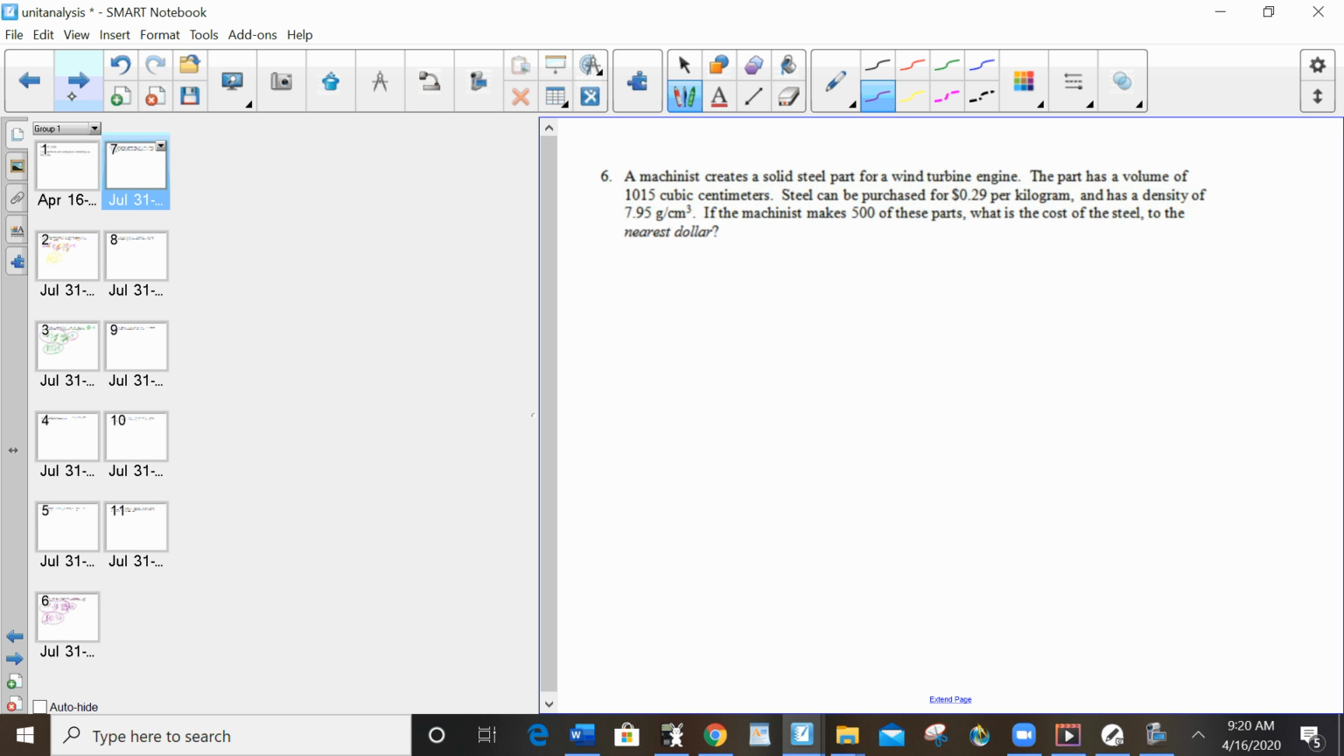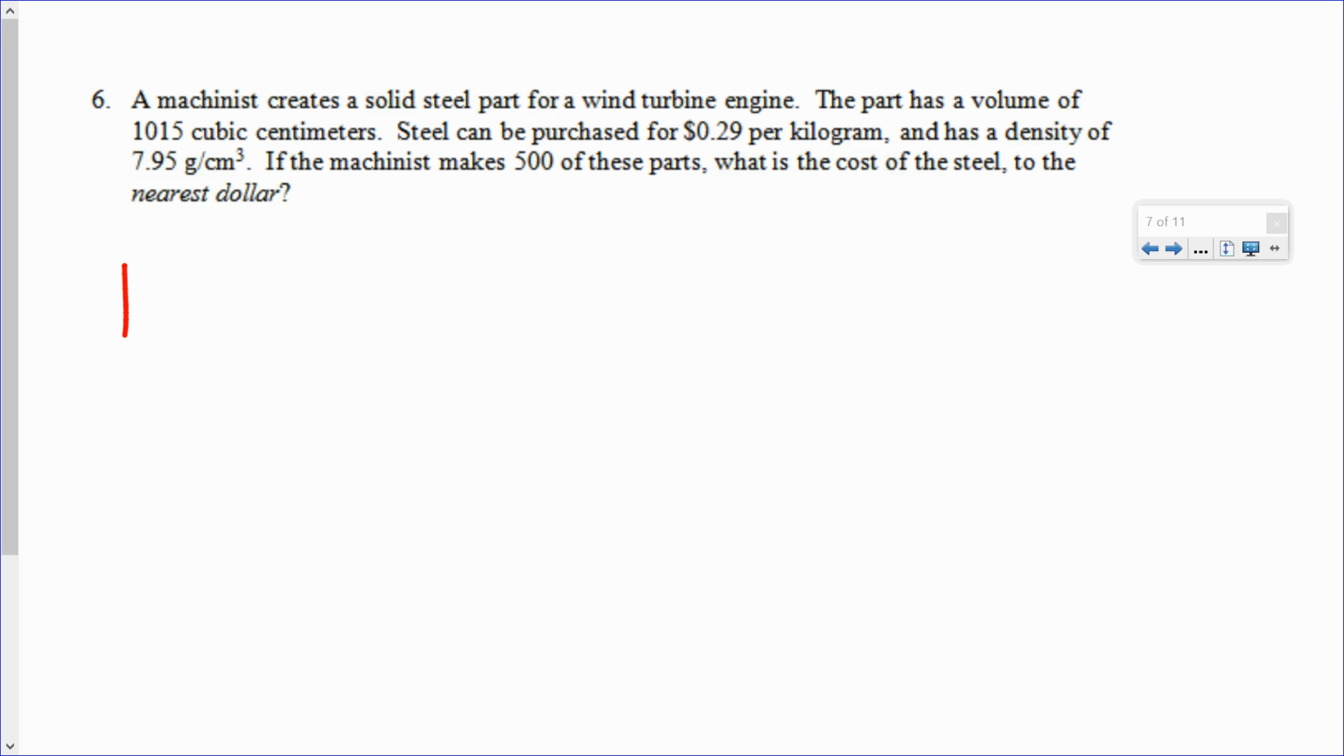So it's telling me that the volume is 1015. So I'm going to start with 1015 cubic centimeters. Again, you're always starting with whatever piece of information they actually gave you. Ultimately, I want dollars, so I'm going to do 1 unit at a time. I'm going to search for cubic centimeters.